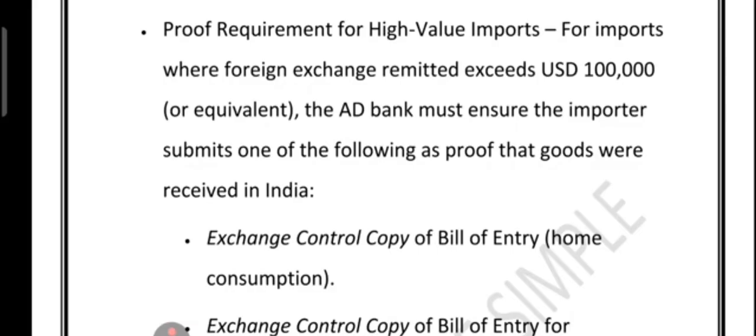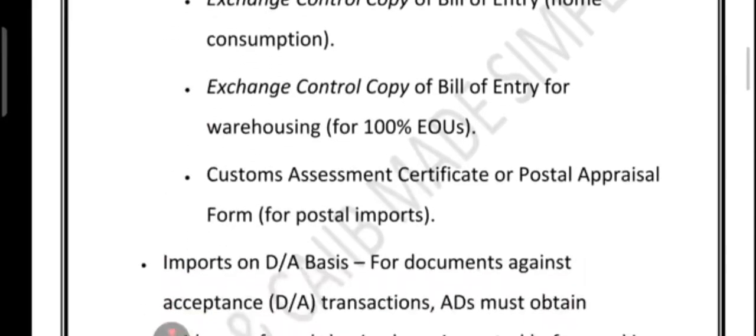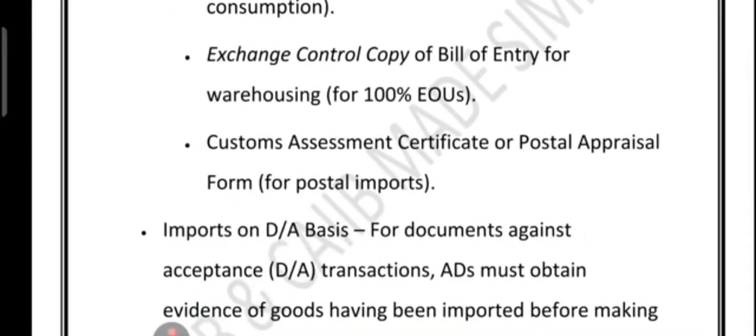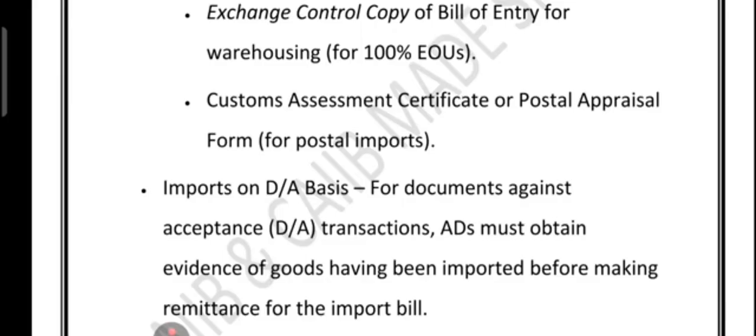So what I am telling you, in simple words, is that import documentation and proof of goods is one of the most important parts of import, proving that the goods you paid for have actually arrived in India. Suppose the payment you sent abroad is more than $1 lakh. Your bank must make sure that you submit proof. The proof could be the exchange control copy of the bill of entry, or the exchange control copy of the bill of entry for warehousing, and this applies to the 100% export oriented unit. Or a custom assessment certificate or postal appraisal form, which is for goods that come in by post. So these are the proofs that the goods have arrived in India when you have sent a payment abroad of more than $1 lakh.